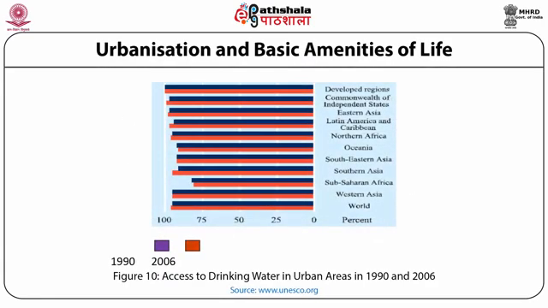Further, figure 10 has shown the progress of urban areas during the years 1990 and 2006. We can see that in the developed world, which is also most urbanized, almost 100% of the population has access to drinking water. Same is true for the Commonwealth of Independent States. We can also see that the proportion of population with access to drinking water in the urban areas of sub-Saharan Africa has declined during the year 2006 as compared to 1990.